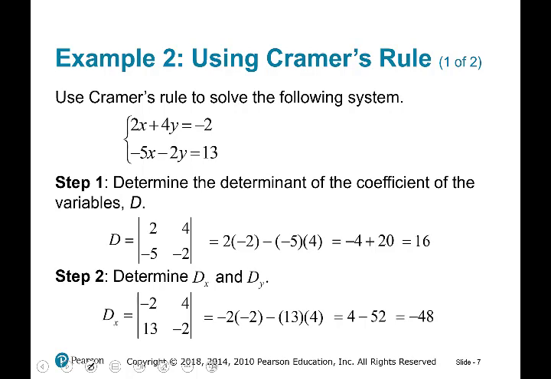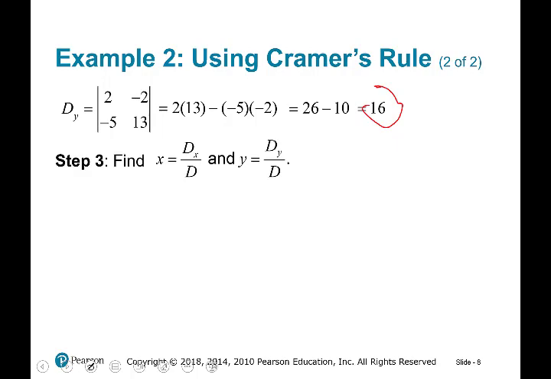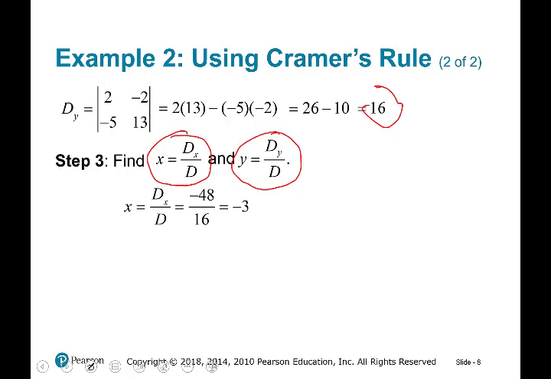Right here we have the determinant of x. Remember, replacing the right-hand side values here. And these are the values: 16 minus 48. Determinant of y, same deal here. And here we have the value of 16. Right, so we have that x is the determinant of x over d, y is the determinant of y over d. So basically just plug in those values.